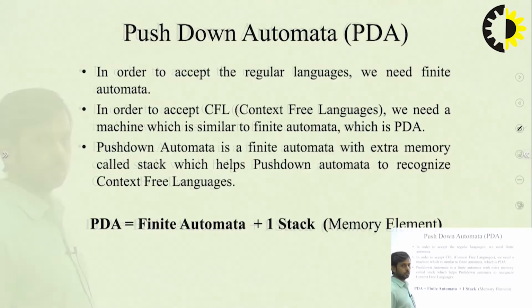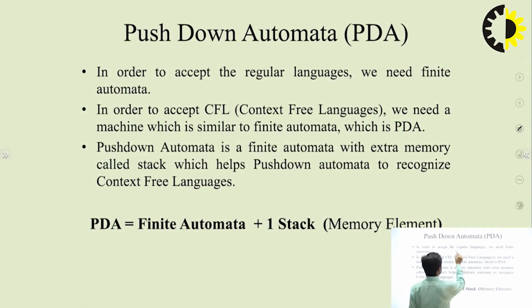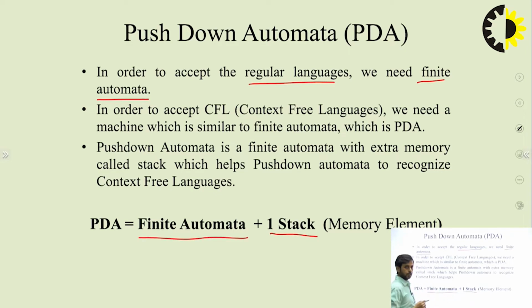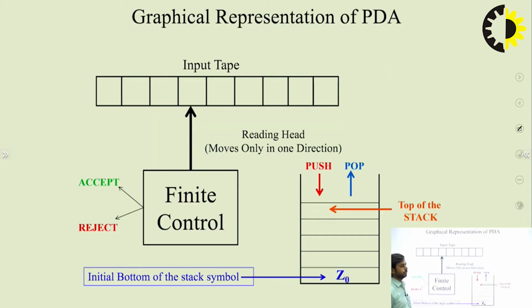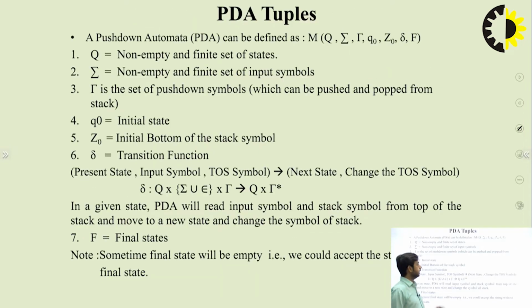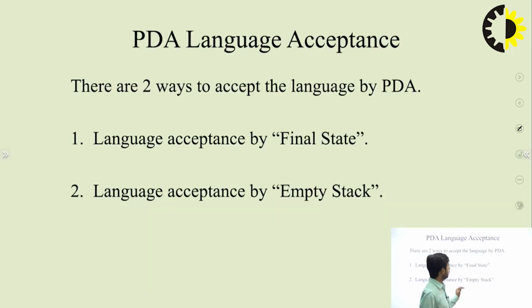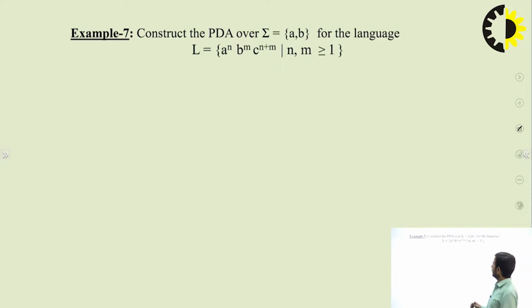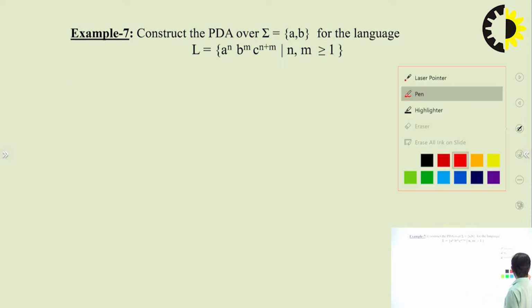In the previous lecture we discussed that a regular language will be accepted by a finite automata, and if we add memory or a stack element to the finite automata, then it becomes the PDA. We have seen the graphical representation of PDA and the PDA tuple, and we have seen language acceptance. A PDA accepts a language in two ways: acceptance by final state and acceptance by empty stack. So let's construct some more PDAs for languages.